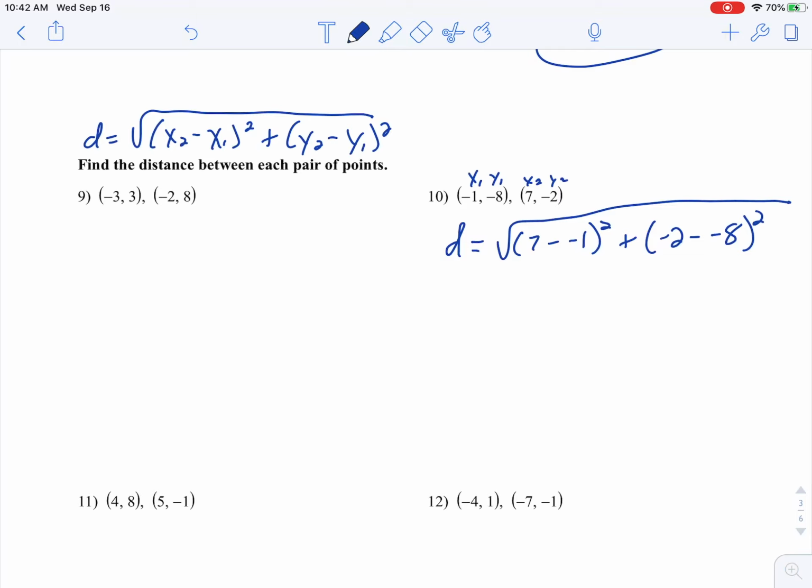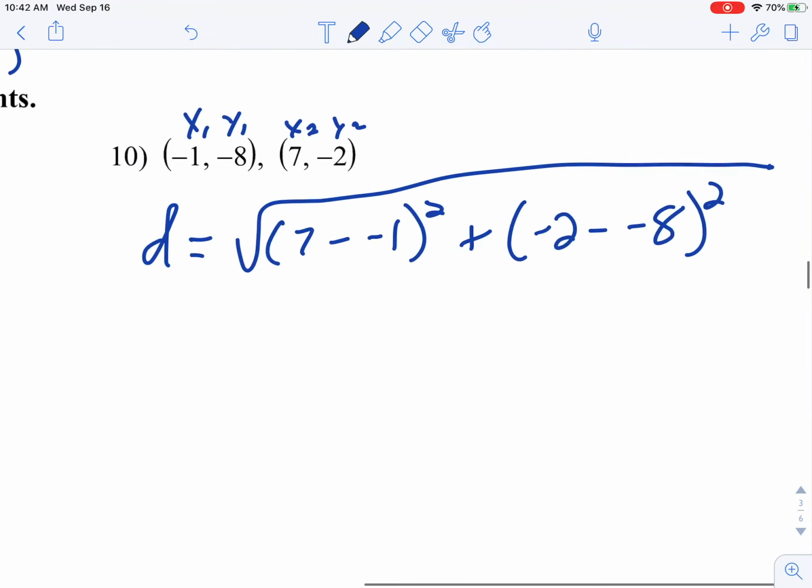Boy, my handwriting is really bad in general. It's worse today. I think maybe I had too much coffee, so please forgive me. I'm a little jittery with the handwriting.